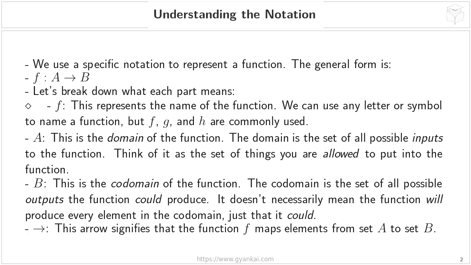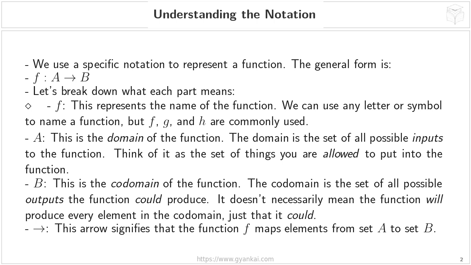Finally, the arrow is read as "maps to." It signifies that the function f takes elements from set A, the domain, and maps them, or transforms them, into elements in set B, the codomain. So it shows the direction of the relationship, from input to potential output. So putting it all together, f: A → B tells us we have a function named f that takes inputs from the set A and produces outputs that could be found within the set B. This notation is fundamental, so make sure you're comfortable with it, as we'll be using it throughout our study of functions.